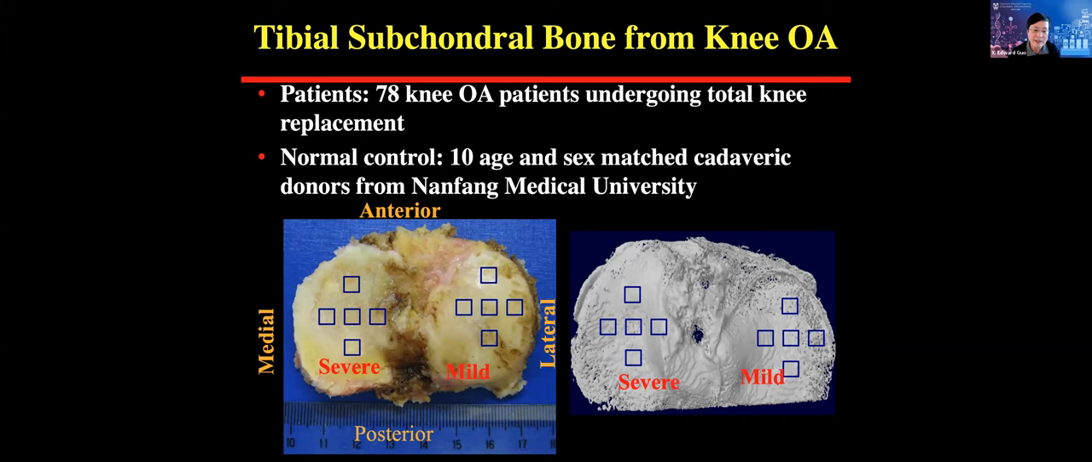This is from doing total knee replacement. You can take the tibial plateau that is cut off in here, right? Shown here on the medial side, you can see almost no cartilage. And on the lateral side, it's actually mild. You can see they actually have some shiny cartilage in there, right? And then we can scan them and study those subregions in here.